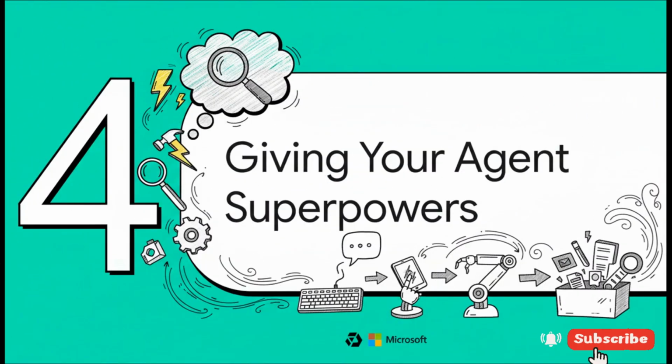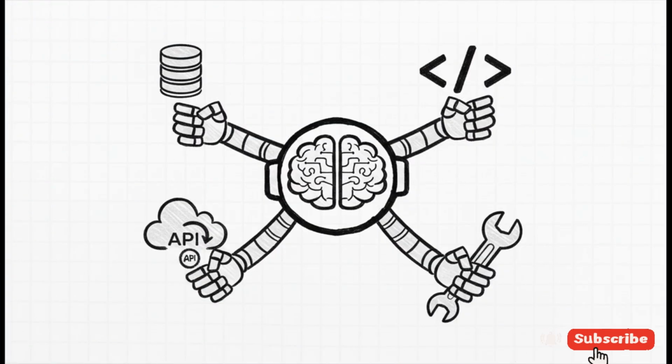An agent that can only talk is, well, it's just a chatbot. To make it truly useful, it needs to be able to do things. And that brings us to its most powerful feature, tools. Think of tools as giving your agent arms and legs. They're basically just functions that allow the agent to reach outside of its own brain to perform actions in the real world, like hitting a database, running a piece of code, or connecting to an external API. This is what turns it into an automation powerhouse.